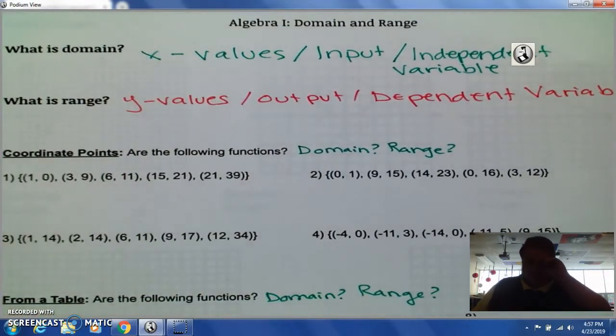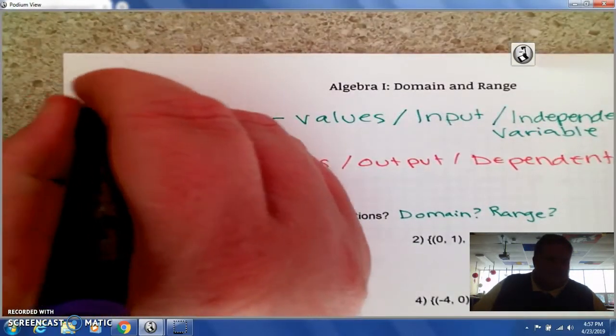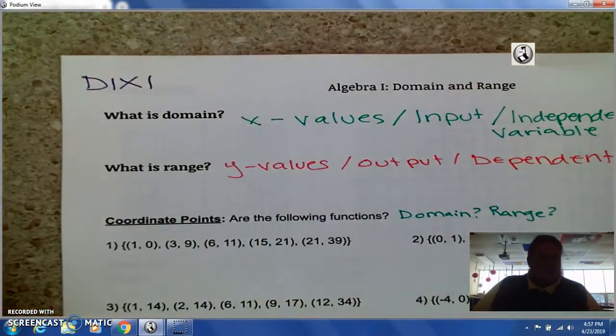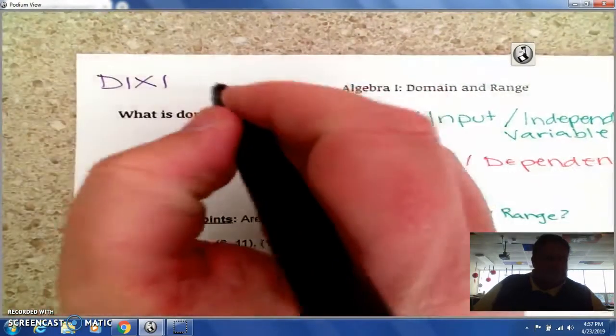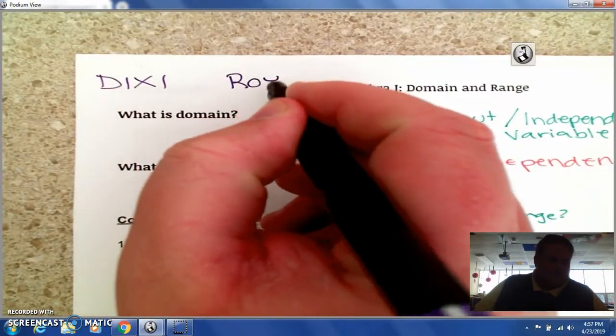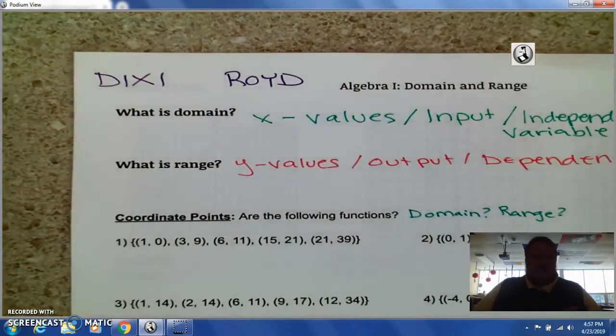So there's an acronym that you can kind of remember this all by. I'm going to write it up here on the top. DIXI: domain, input, x values, independent. ROYD: range, output, y values, dependent variable.